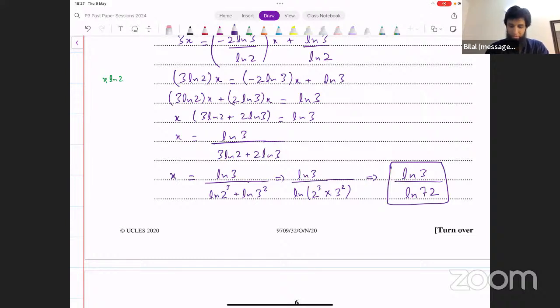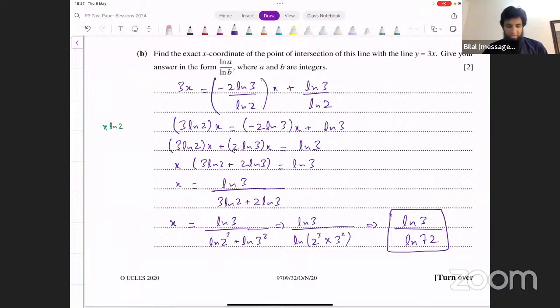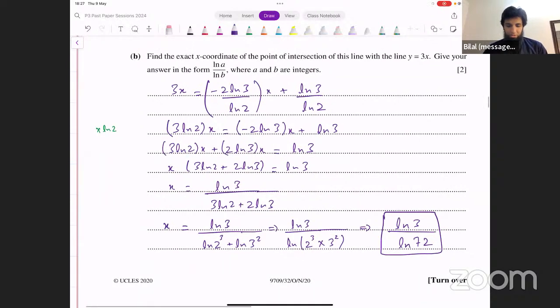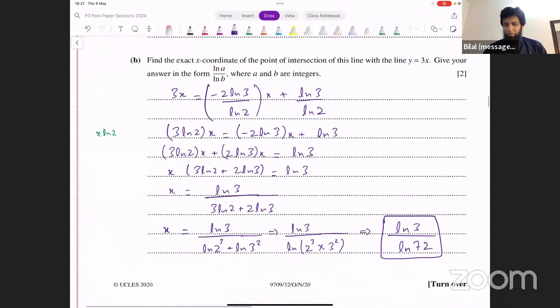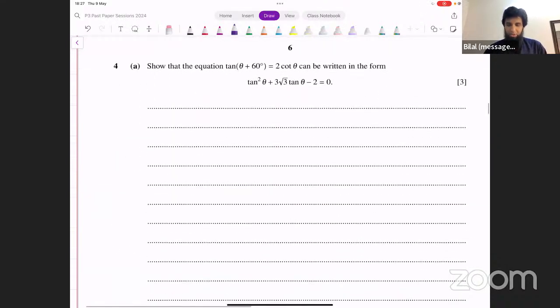That's the second part of this question. All right, I hope that makes sense. That's question number 3, part B. That was quite some working for 2 marks. So that's what we get. Now let's move on. Question number 4.